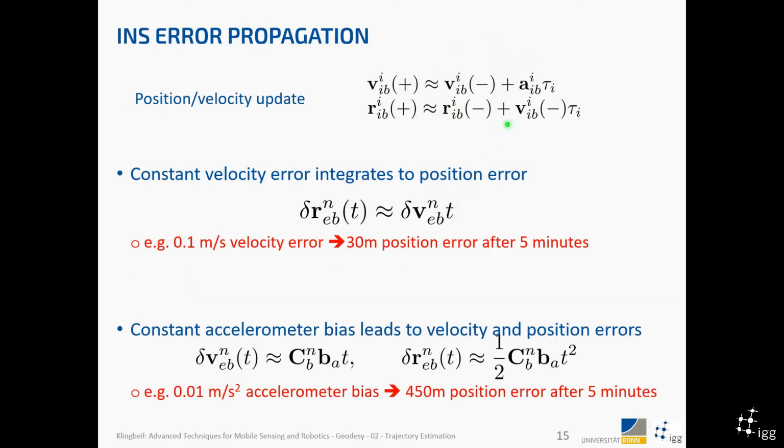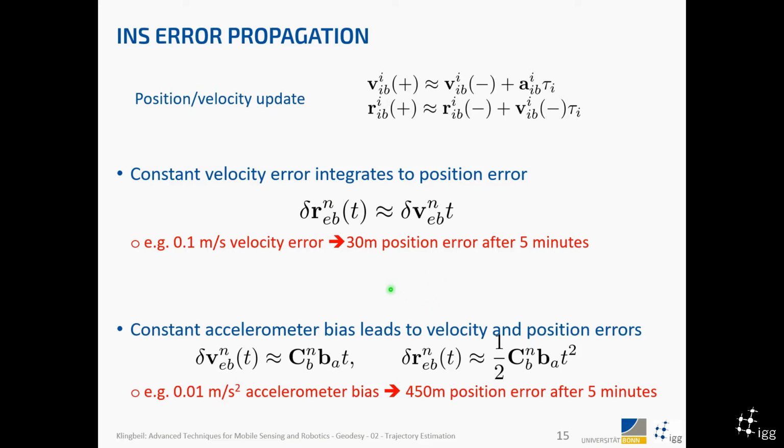You could also look at the position and velocity update, and here we have a similar behavior. If I here, for example, have a constant velocity error, so my velocity is constantly wrong for whatever reason, then it's similar to the angular rate error. It leads to a position error, which is proportional to the time. So again, a 0.1 meters per second velocity error leads to a 30 meter position error after 5 minutes. This is just an example.